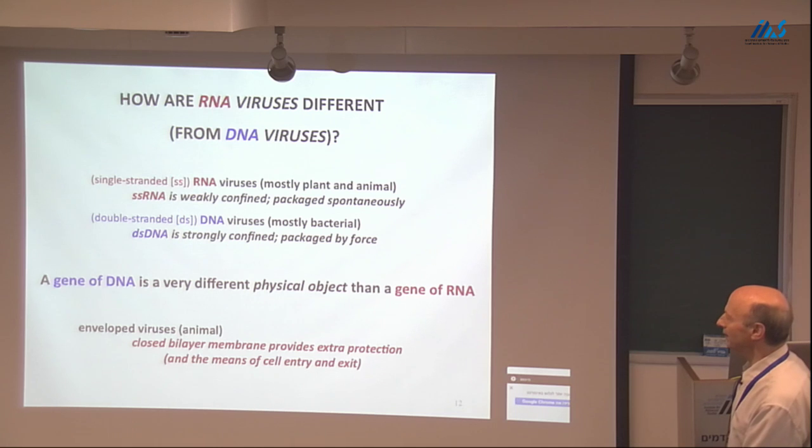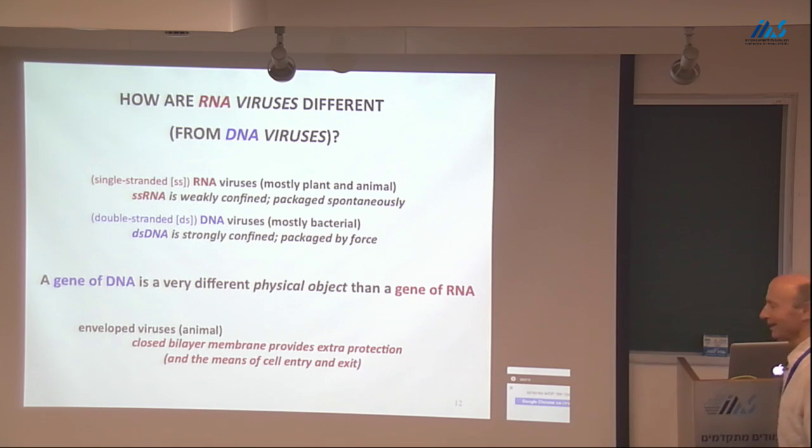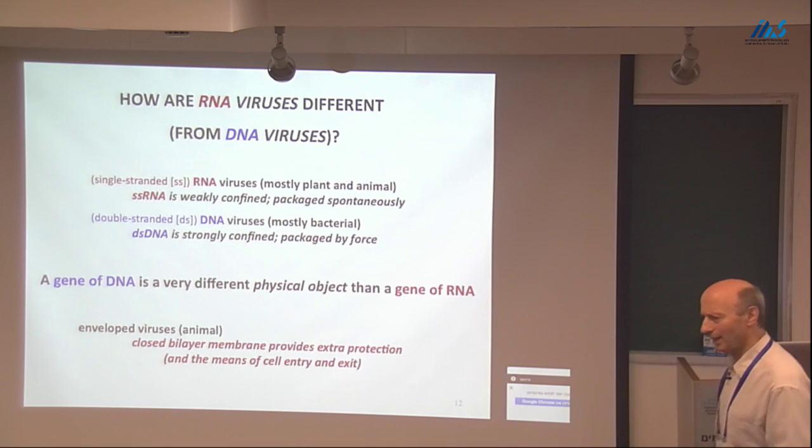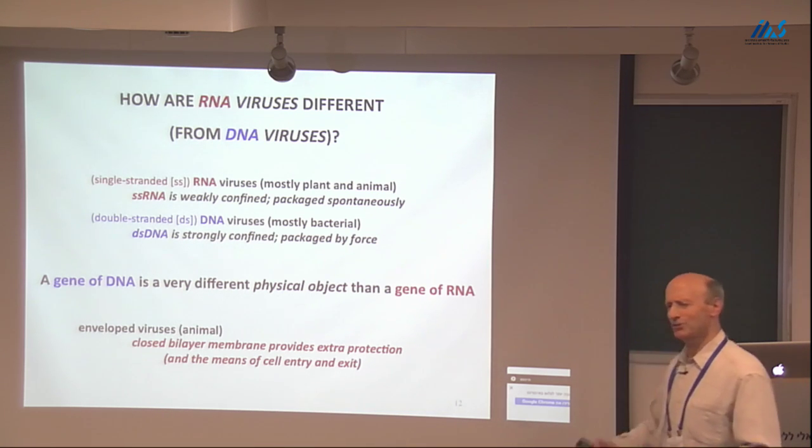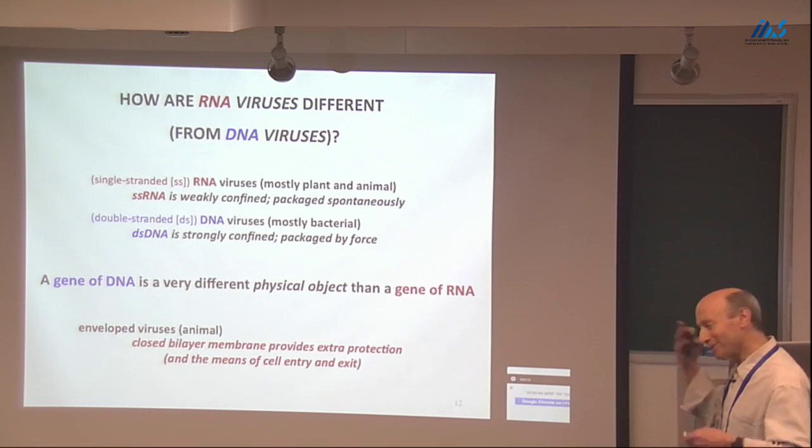Most single-stranded RNA viruses are plant and animal viruses. The majority of bacterial viruses are double-stranded. We'll come to possibly why that's so.